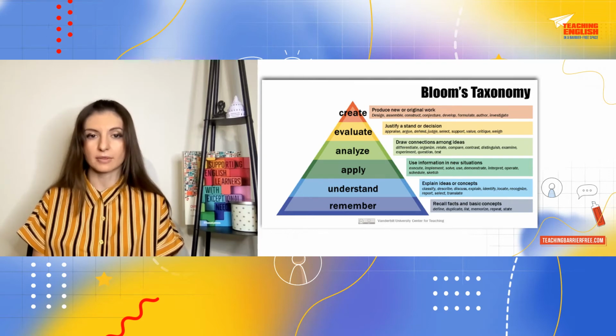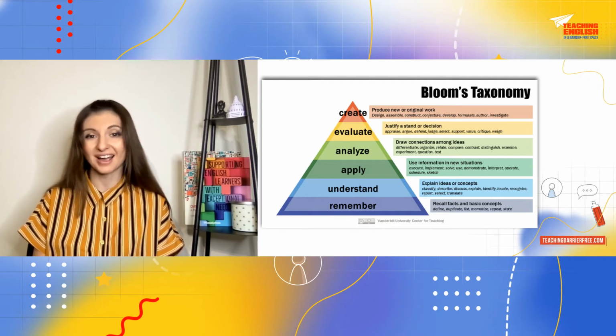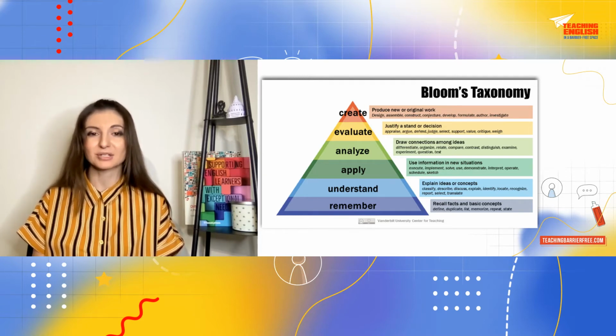Students who are unfamiliar with the lesson could be required to complete tasks on the lower levels, remembering and understanding. Students with some mastery could be asked to apply and analyze the content, and students who have a high level of mastery could be asked to complete tasks in the areas of evaluating and creating.